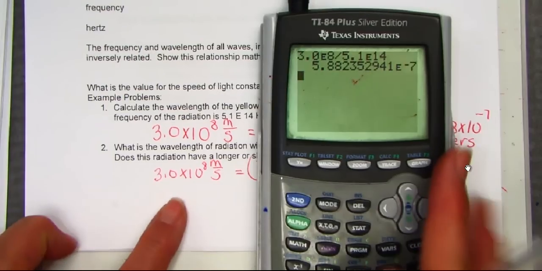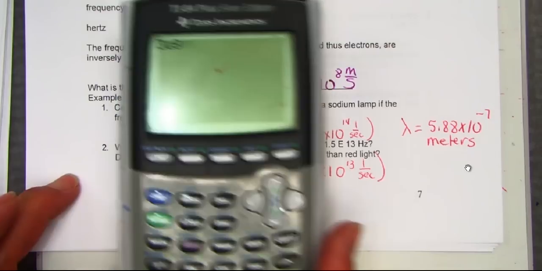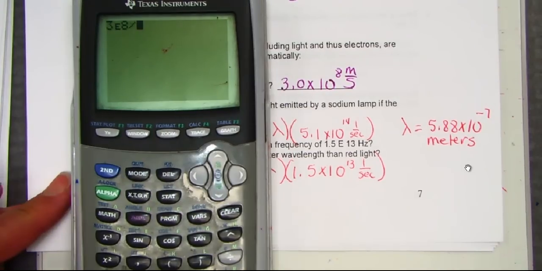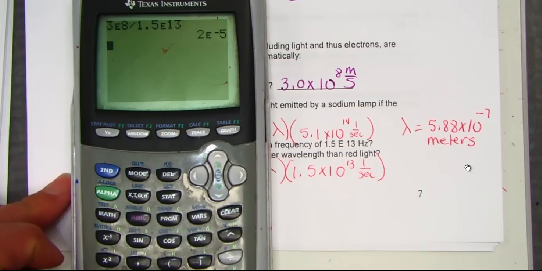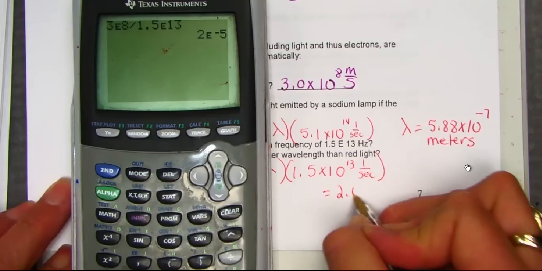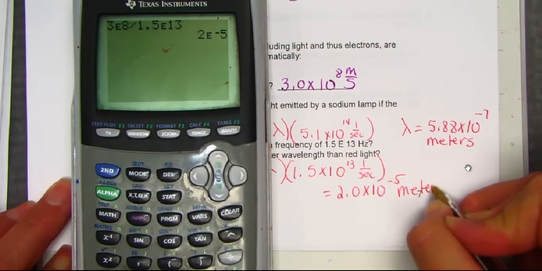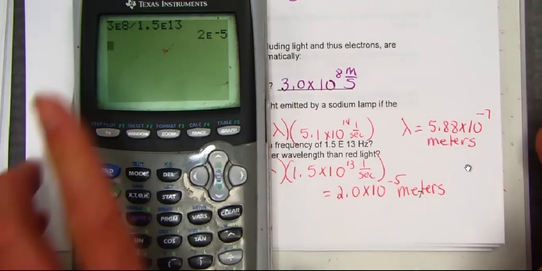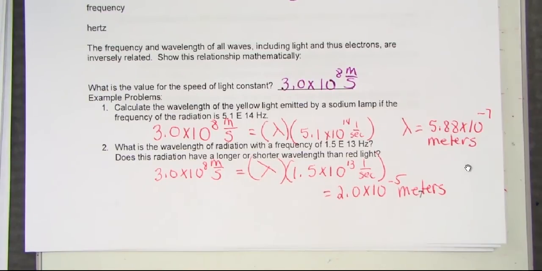We're going to start with our speed of light constant, 3 times 10 to the 8th power. We'll divide out the frequency, which was 1.5 E13. And we find a value of 2.0 times 10 to the negative 5th for our wavelength. Wavelengths are distances measured in meters. Does this radiation have a longer or shorter wavelength than red light?